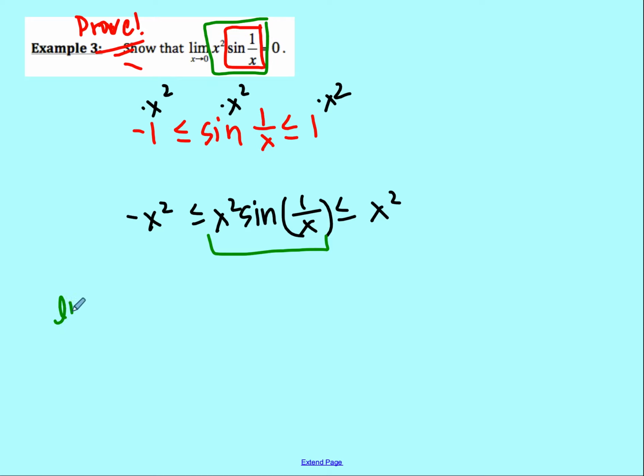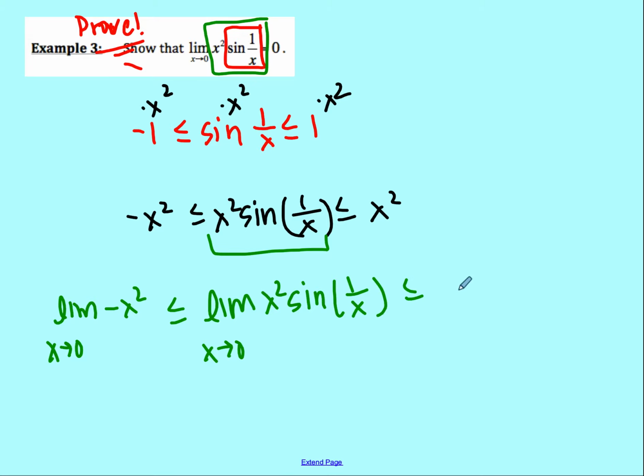So now what I'm going to do is take the limit of all three parts. So I'd have our limit as x approaches 0 of negative x squared, limit as x approaches 0 of x squared sine of 1 over x is less than or equal to my limit as x approaches 0 of x squared. Now here's the nice part. We can't find the limit of the middle part. That's our confusing function that we're not sure about. However, our endpoints, can I find the limit of those?